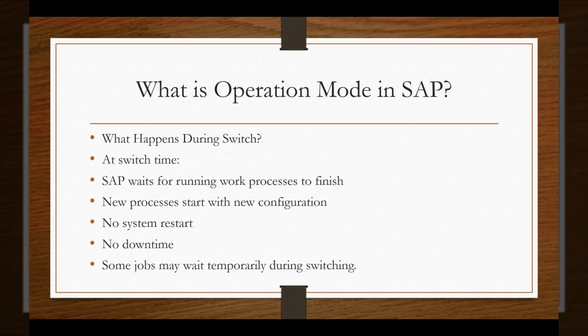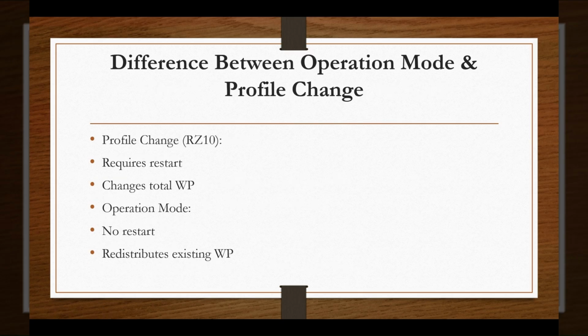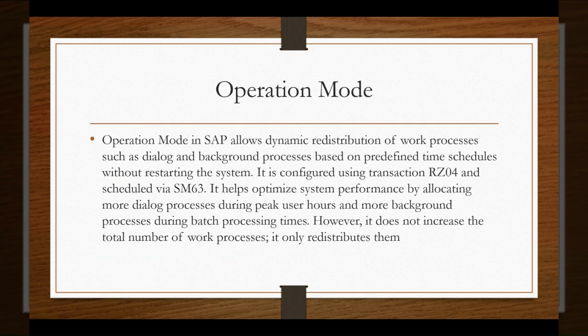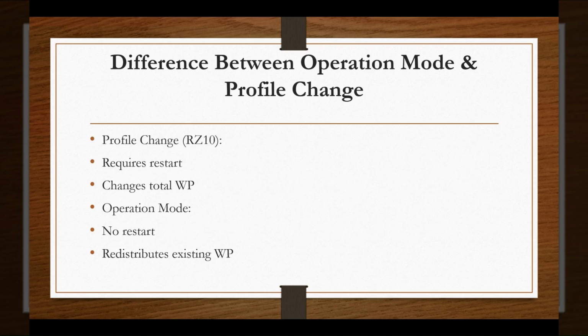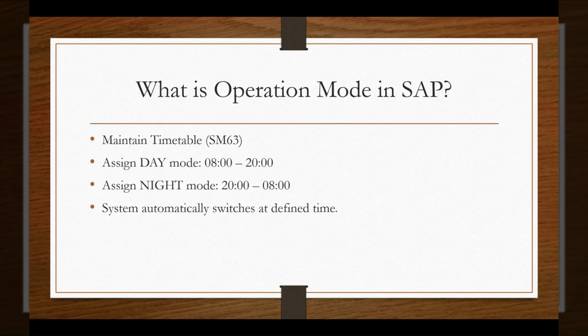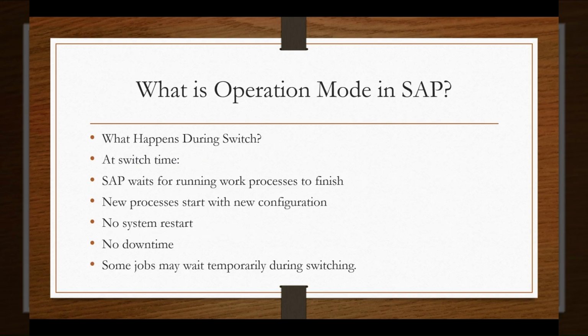Okay. Now, what happens during the switch is SAP waits for running work processes to finish, and as soon as the running process is completed, new processes start with the new configuration. Here no system restart is required, no downtime is required, no user is disturbed. This switching happens automatically by itself. Okay, so here we come to the profile parameters. I've already told you that RZ10 and RZ11 are the transaction codes where you can view the profile parameters, and here RZ04 is for operation mode specifically.